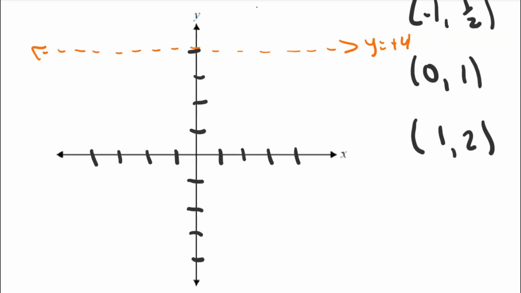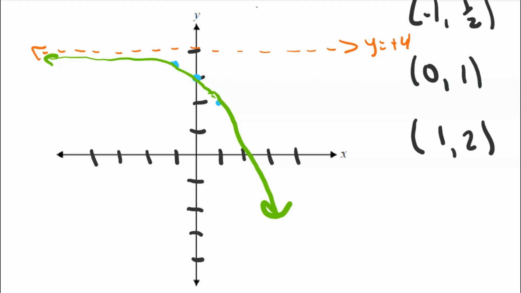So that means our graph is going to be going in the opposite direction because we have a reflection on the x-axis. So it's going to be, again, at -1 and 3.5. Then we have 0 and 3, and then we have 1 and 2. So our graph is going to look something like this. I apologize for the drawing, but that is what it should roughly look like.